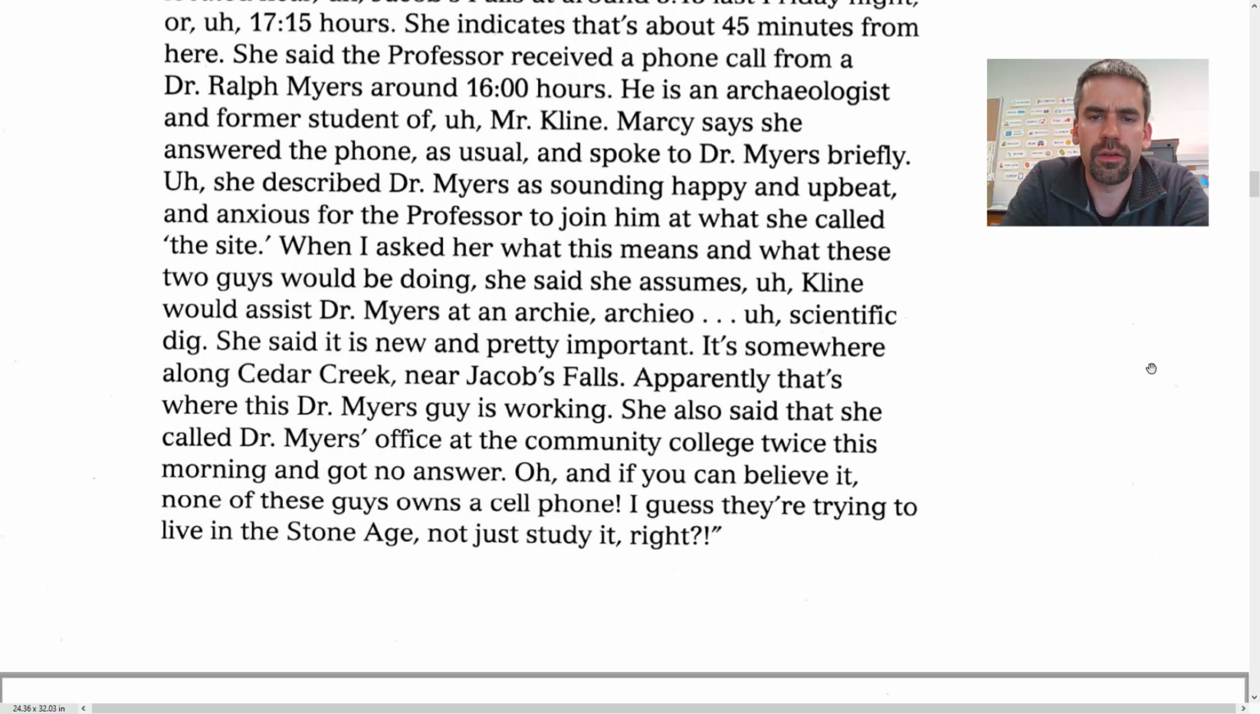When I asked her what this meant and what these two guys would be doing, she said she assumed Klein would assist Dr. Myers at a scientific dig. She said it is new and pretty important. It's somewhere along Cedar Creek near Jacobs Falls. Apparently that's where this Dr. Myers guy is working. She also said that she called Dr. Myers' office at the community college twice this morning and got no answer. Oh, and if you can believe it, none of these guys owns a cell phone. I guess they're trying to live in the Stone Age, not just study it, right?